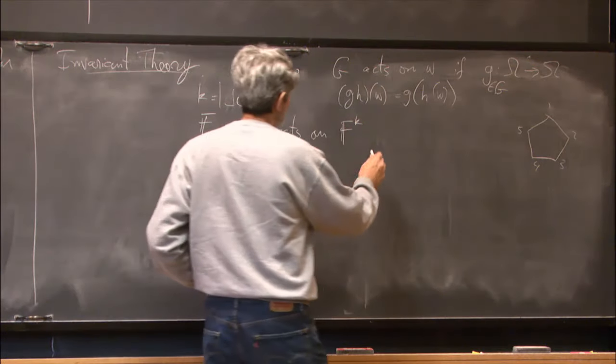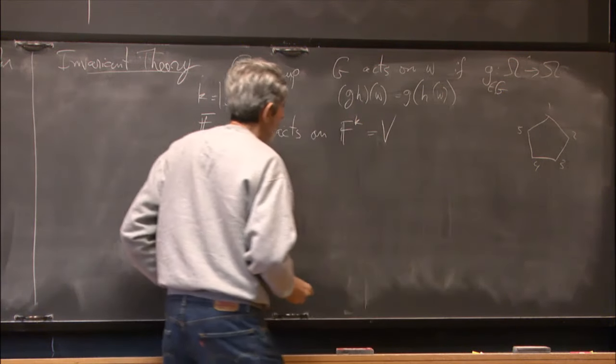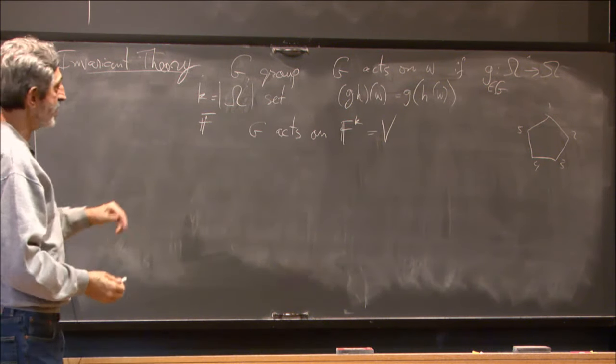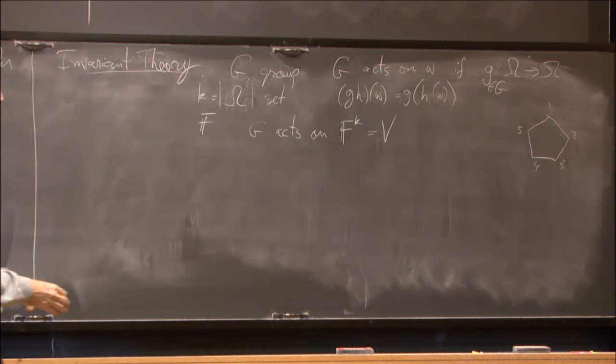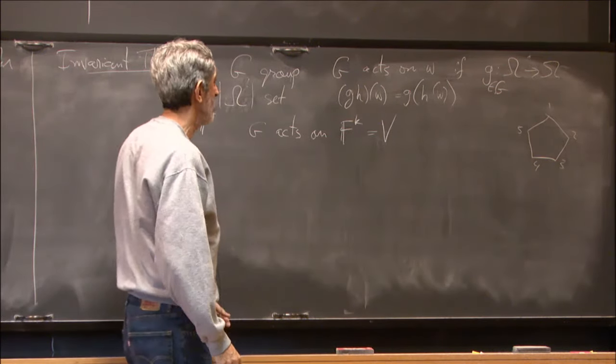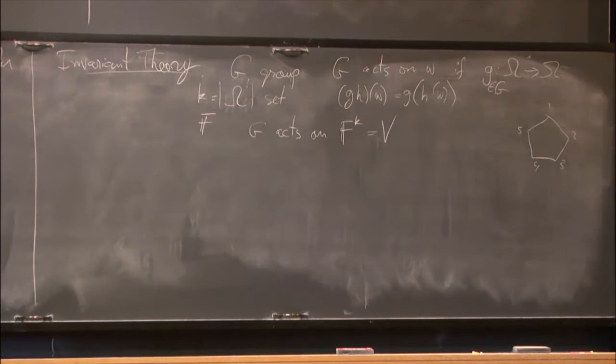So this will be a vector space V, and G acts on V. That's one thing which is studied. It's very important in representation theory. You are trying to decompose this action. Anyway, I'm not going to talk about this. It's a very important direction. To really understand this action, you need to decompose the action on this vector space into its irreducible components. That's representation theory.